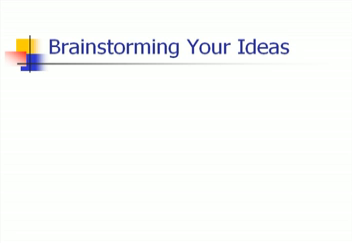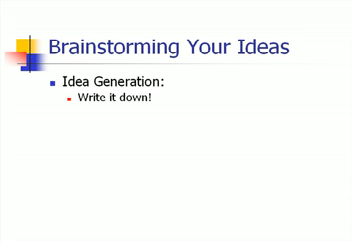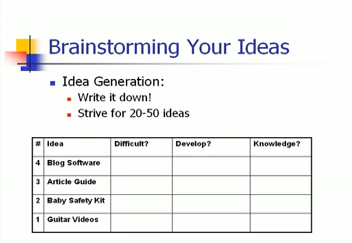Let's walk through an example of the brainstorming spreadsheet. You'll find this in detail in the ebook. Step 1, idea generation. Write down everything that comes to mind. There are no bad ideas at this point. Just do a complete brain dump onto the spreadsheet in the idea column. You should get at least 20 to 50 ideas during this process.